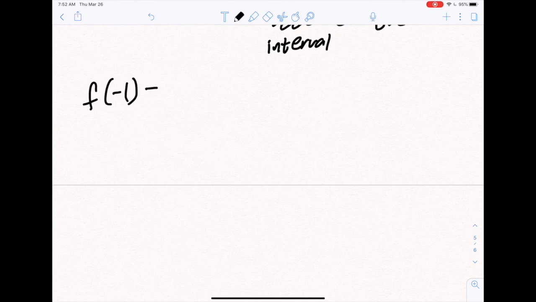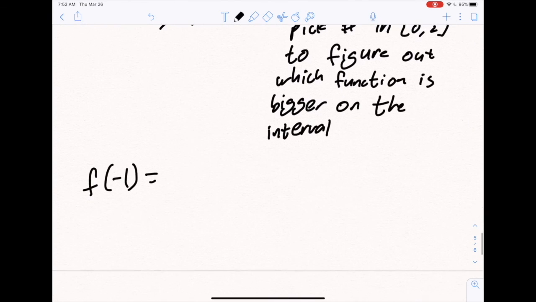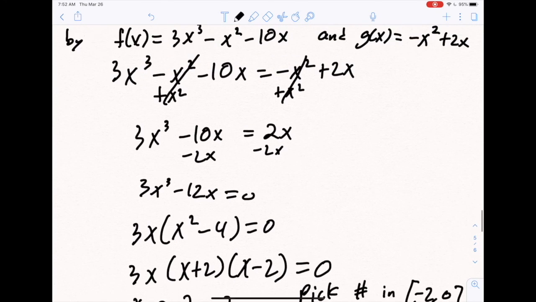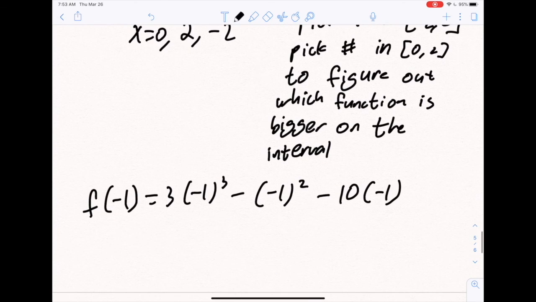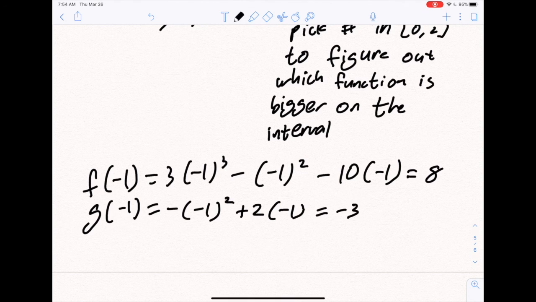f of negative 1 is, what was f of negative 1? 3x cubed minus x squared minus 10x. So it's 3 times minus 1 cubed minus minus 1 squared minus 10 times minus 1. Let me verify that. 3x cubed minus x squared minus 10x. Perfect. And g of minus 1 is negative minus 1 squared plus 2 times minus 1. And so these work out to give us f of minus 1 is 8, and g of minus 1 is negative 3. And so on the interval from minus 2 to 0, we have f is bigger than or equal to g.